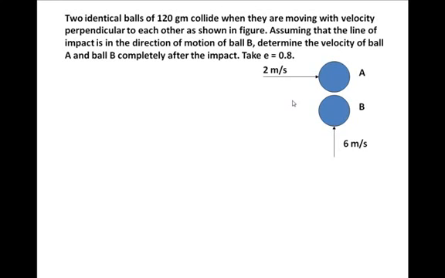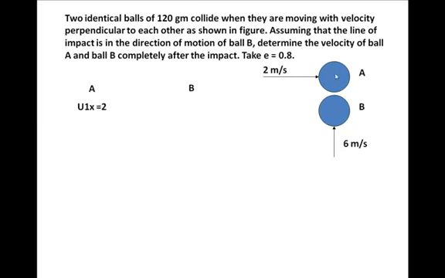Let's see one more problem, which says two identical balls of 120 grams collide when they are moving with velocity perpendicular to each other as shown in figure. Assuming that the line of impact is in direction of motion of ball B, determine the velocity of ball A and ball B completely after the impact. Take E as 0.8. So what we do, we take these bodies A and B and write out the data systematically.